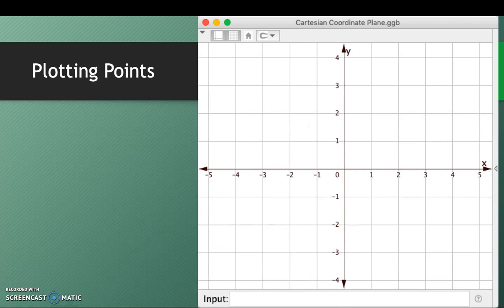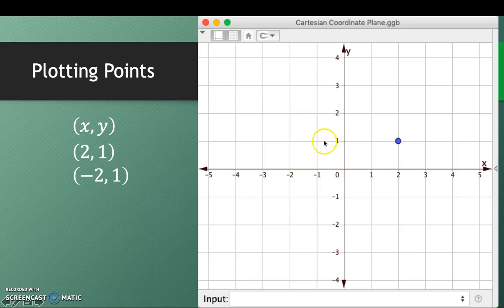When plotting points (x, y), x before the comma is the x-coordinate, and y after the comma is the y-coordinate. We begin with the x-coordinate that is read from the x-axis, and then from the x-axis we go up or down based on the value of the y-coordinate. For example, (2, 1). We begin at 2 and go up 1, which is this point.